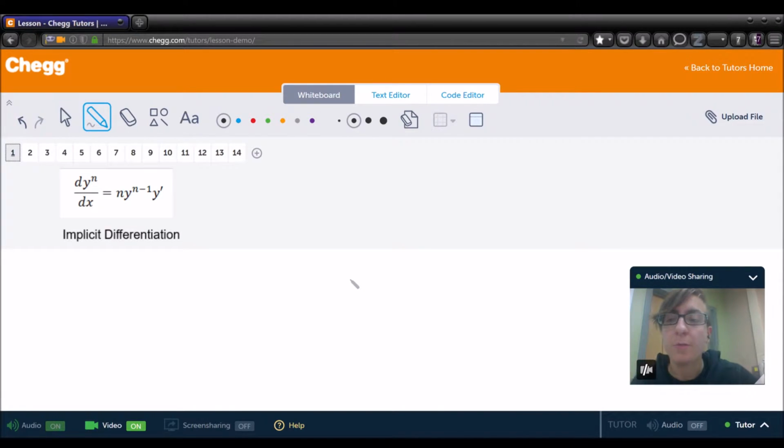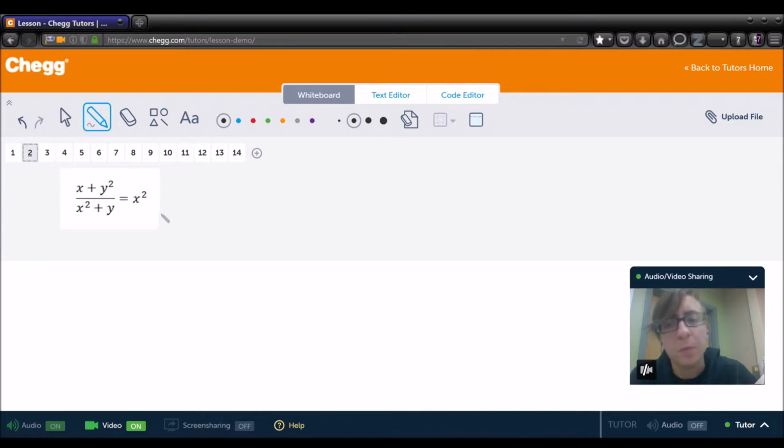First, let's start off with implicit differentiation. The general rule you'll use here is d/dx of y^n equals n y^(n-1) y prime. This should look very familiar to you. This is basically the chain rule. You have your outside, where you have n minus 1, and then you have to take the derivative of the inside, which in this case will be y prime.